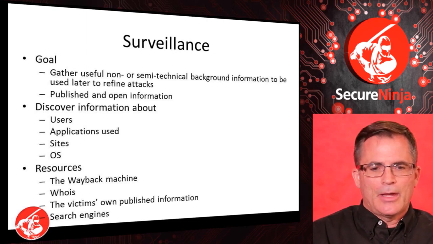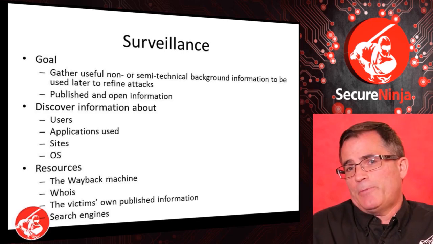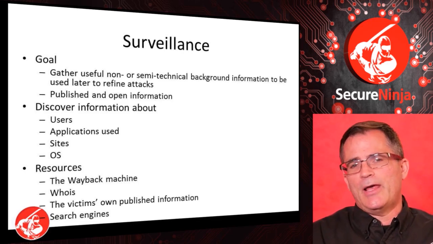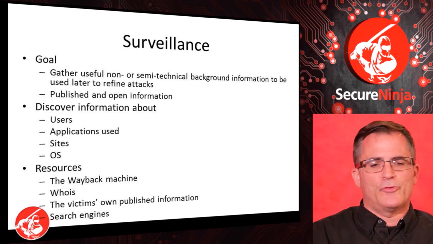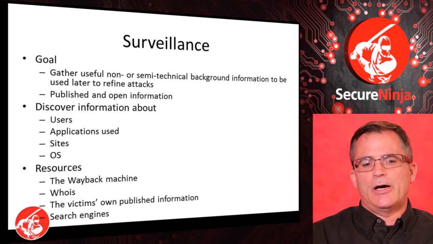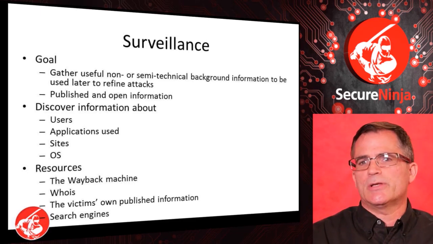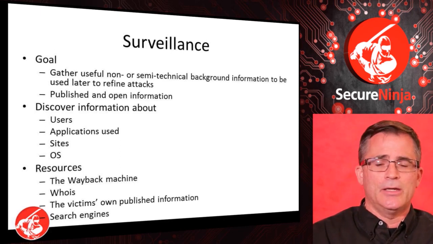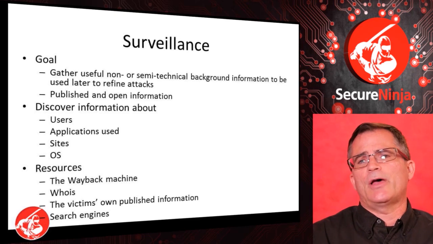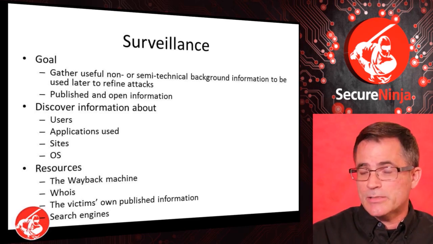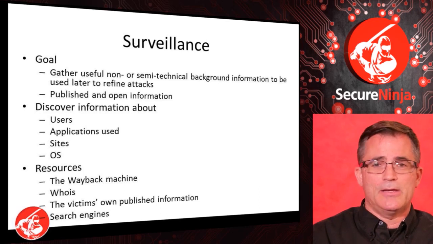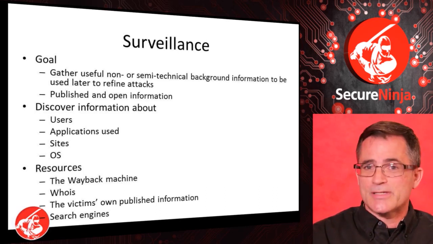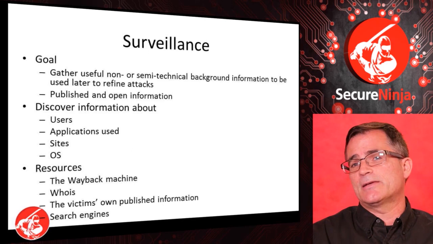Surveillance. We want to gather the non- or semi-technical background information to be used later to refine attacks. Published and open information is usually in the public domain. Internet, once something's on the internet, it never goes away. Discover information about users, applications used, and their sites. A lot of times a job listing. In their job listing they'll say, oh, must be Red Hat Linux certified. Well, guess they're running Red Hat Linux. Cisco, must be Cisco certified, CCNA, CCNP, those types of things. Guess what? They're running Cisco, right? These are the types of things we use.